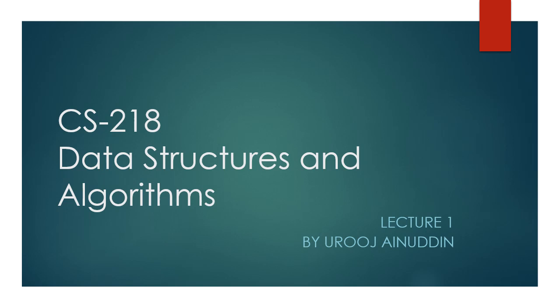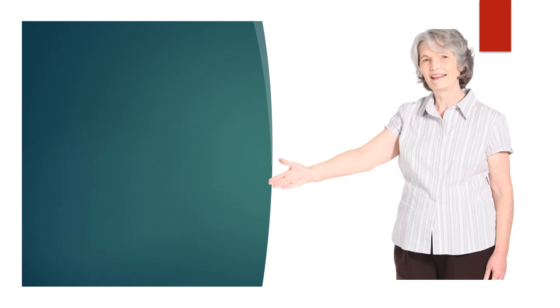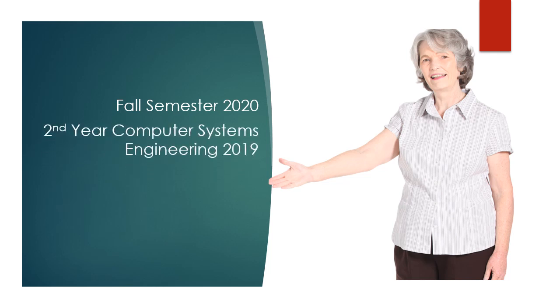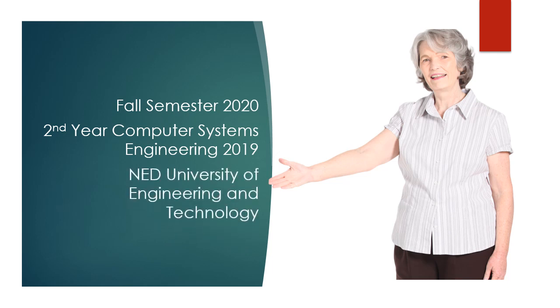Welcome to Lecture 1 of CS218 Data Structures and Algorithms. This course is intended for the fall semester of 2020. The target class is Second Year Computer Systems Engineering 2019, Kennedy University of Engineering and Technology.